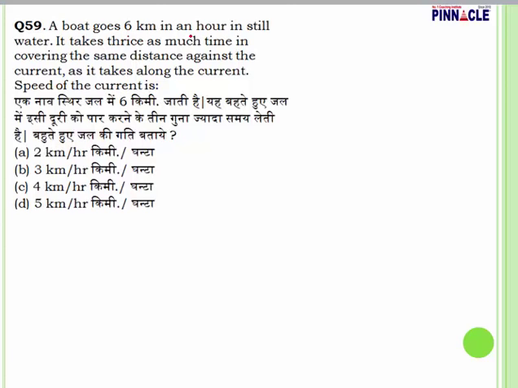59. A boat goes 6 km in an hour in still water. It takes thrice as much time in covering the same distance against the current as it takes along the current. Let's say current is x. So still water speed plus current speed, that is downstream. Still water speed minus current speed, it will be upstream. So upstream, it will take thrice as much time. So it will take thrice time.